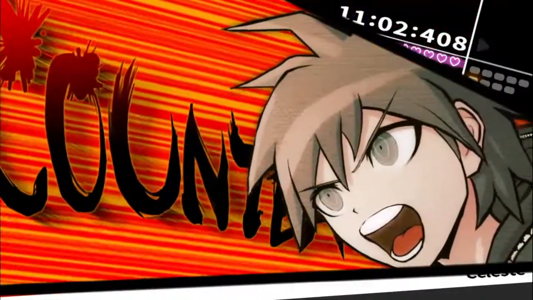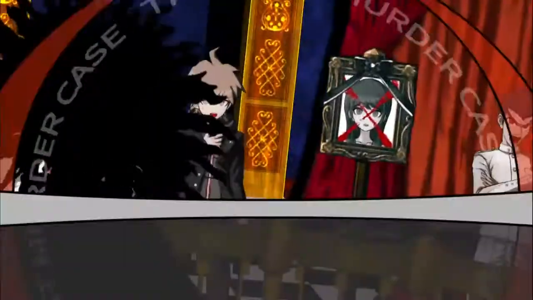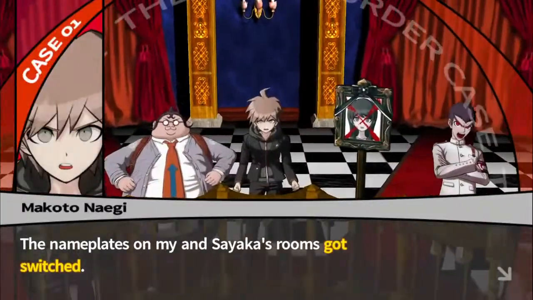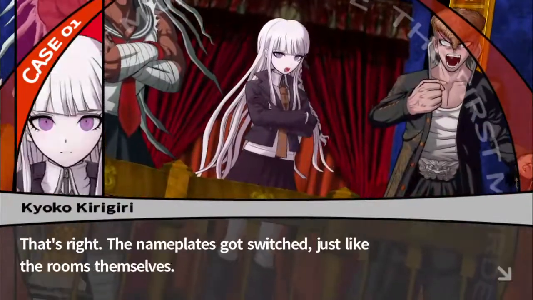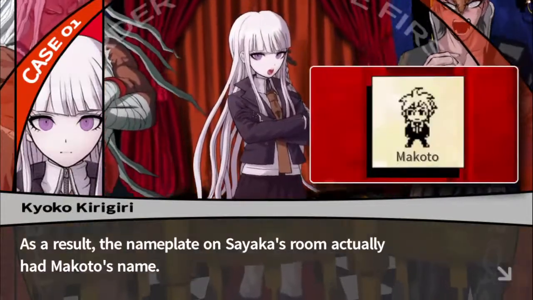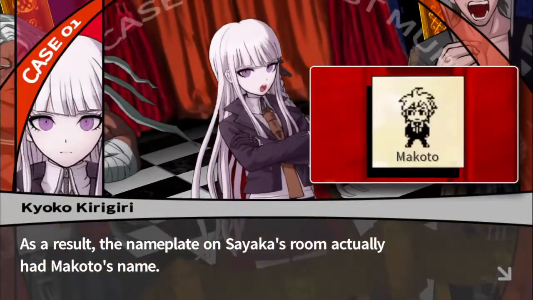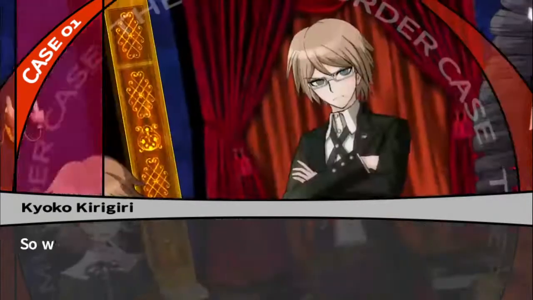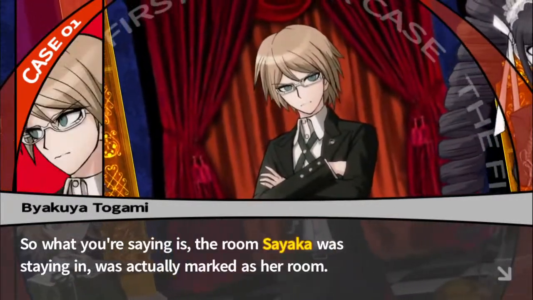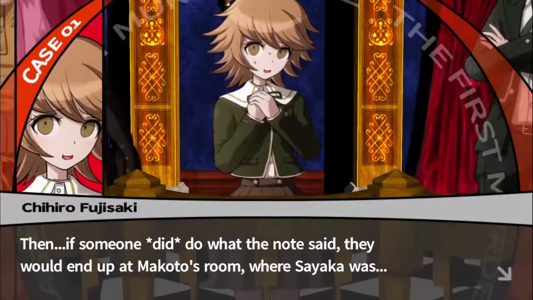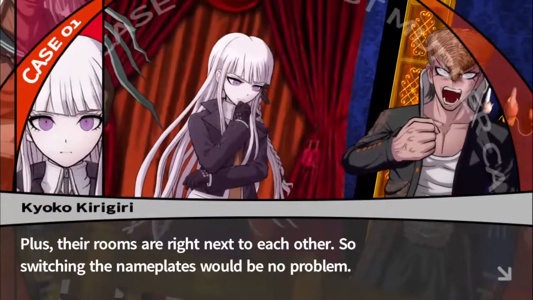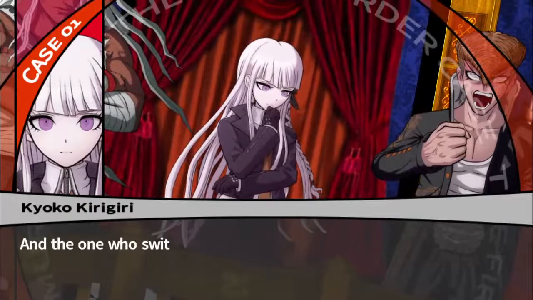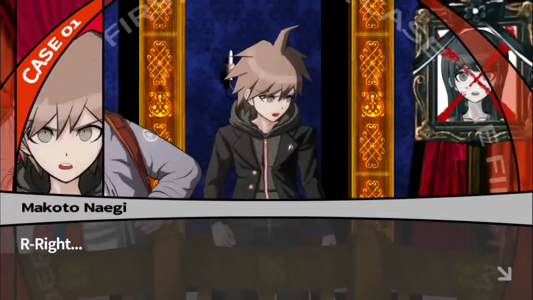No, it's wrong! The nameplates on Mai and Sayaka's rooms got switched. That's right. The nameplates got switched. As a result, the nameplate on Sayaka's room actually had Makoto's name. And the nameplate on Makoto's room... So what you're saying is, the room Sayaka was... Then, if someone did do what the note said, they would end up at Makoto's. Plus, their rooms are right next to each other. So switching the nameplates would be no problem. And the one who switched the names was... Right?